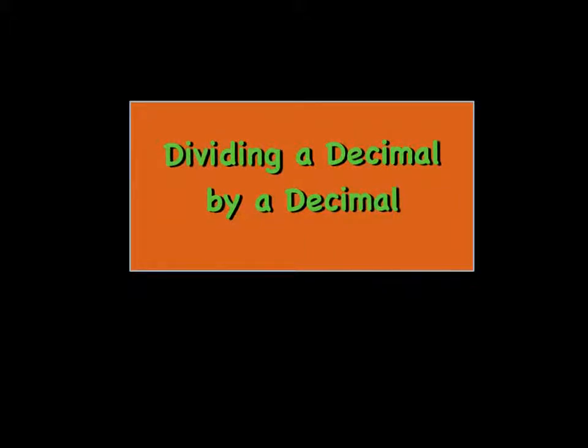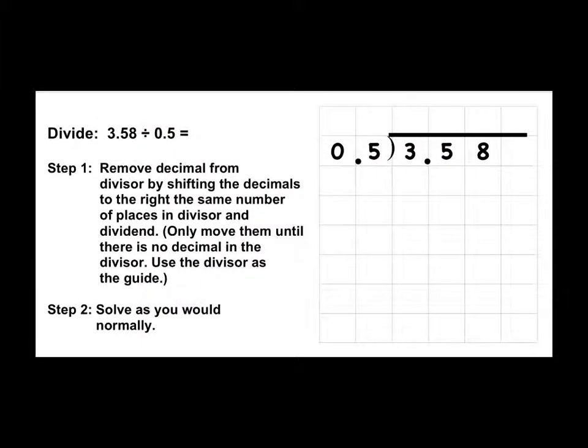In this video, we're going to learn how to divide a decimal by a decimal. We're going to look at the problem 3.58 divided by 0.5. When we divide decimals by decimals, we do the math the same way that we normally would do a division problem, but we first have to move the decimal out of the divisor.